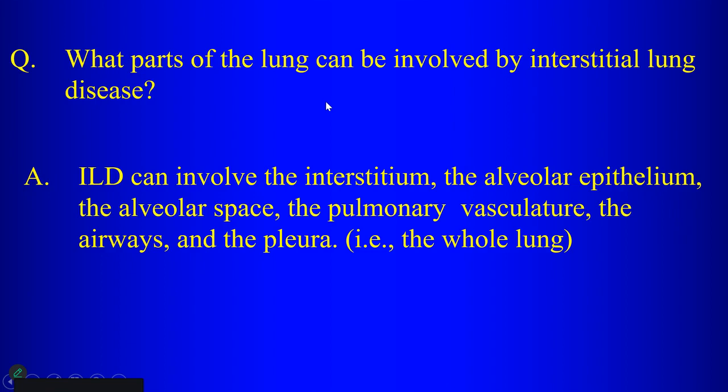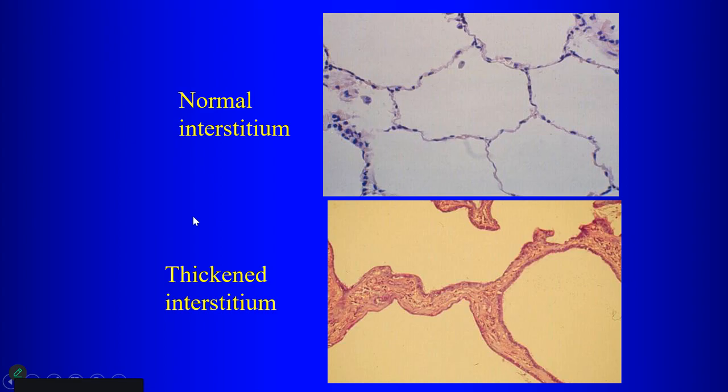So we asked what parts of the lung can be involved with interstitial lung disease. It can involve the interstitium itself, the epithelium, the alveolar spaces, the pulmonary vasculature, the airways, the pleura. So essentially any part of the lung can be involved with interstitial lung disease. And that's why there's a variety of appearances that you will see both on CT and chest radiographs when we talk about interstitial lung disease.